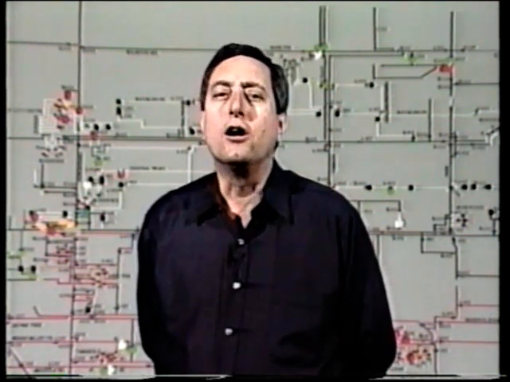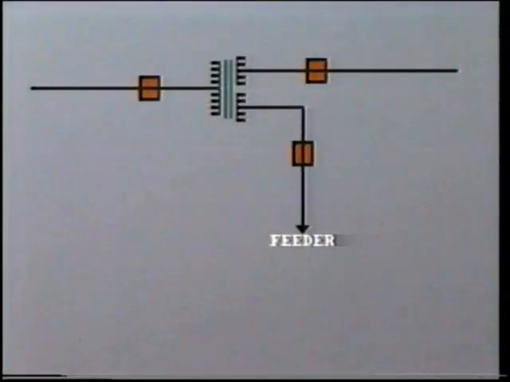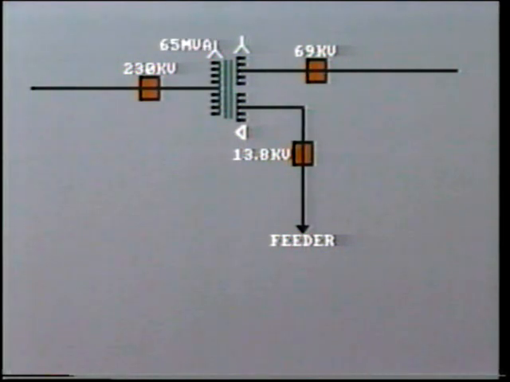Continuing our discussion of transformer protection, we'll now move along to look at a more complicated transformer connection. Now, this is one with a tertiary winding. That is a Y-connected primary at 230 kV, a Y-connected secondary at 69 kV, and a delta-connected tertiary winding at 13.8 kV. The capacity of the respective windings are 65 MVA for the primary, 40 MVA for the secondary, and 25 MVA for the tertiary.